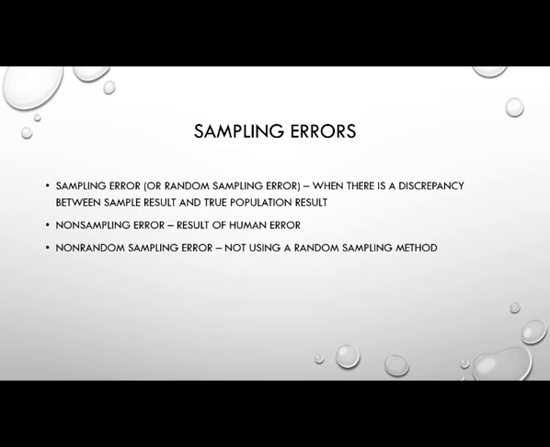Sampling errors. So sampling error or random sampling error is when there is a discrepancy between the sample result and the true population result. Non-sampling error is the result of human error. And non-random sampling error is not using a random sampling method, right? So convenience sample is definitely a non-random sampling method. So you would have non-random sampling error in that.